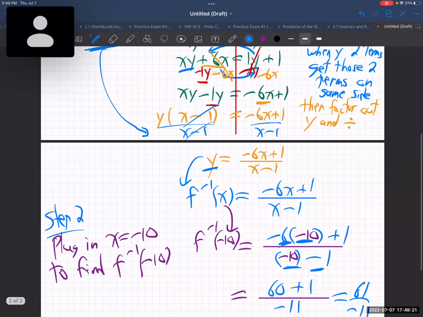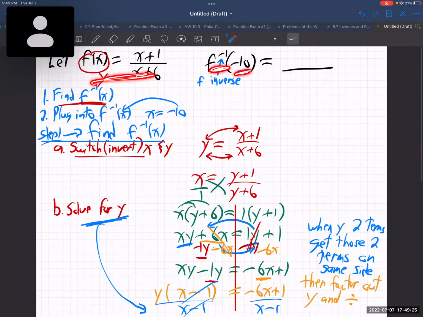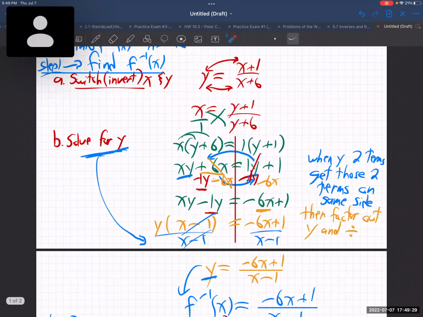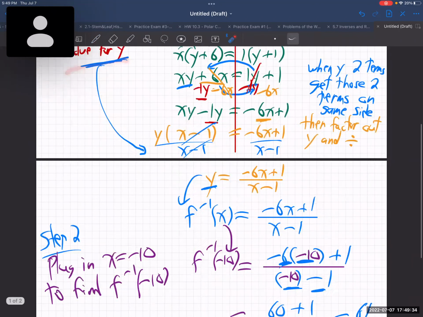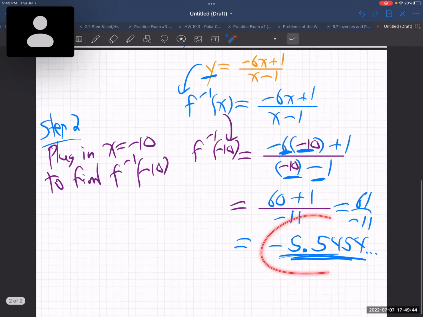Let me recap real quick. When they give you a function, they say we want the inverse of negative 10. Then you got to step 1, do all the work to get the inverse function, which is inverting x and y and solving for y. Invert x and y, solve for y. We did all that, got the inverse function. And then they say, okay, but we don't just want the inverse function. We want the inverse function at negative 10. So you plug in negative 10, work it out, I just divided those in the calculator, and we get the answer. And so there we go.